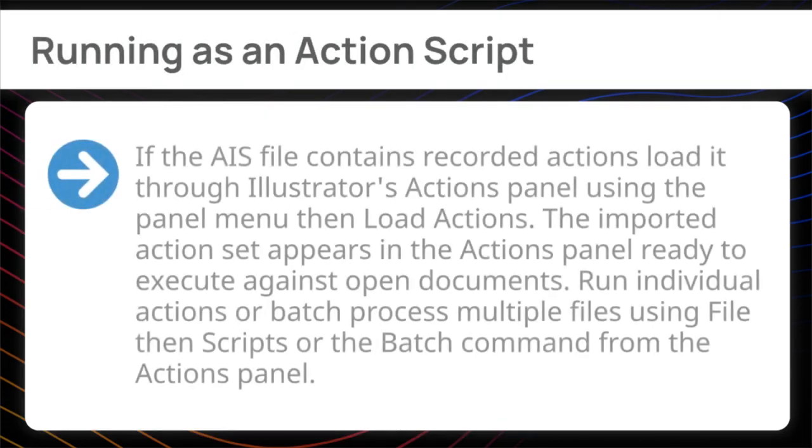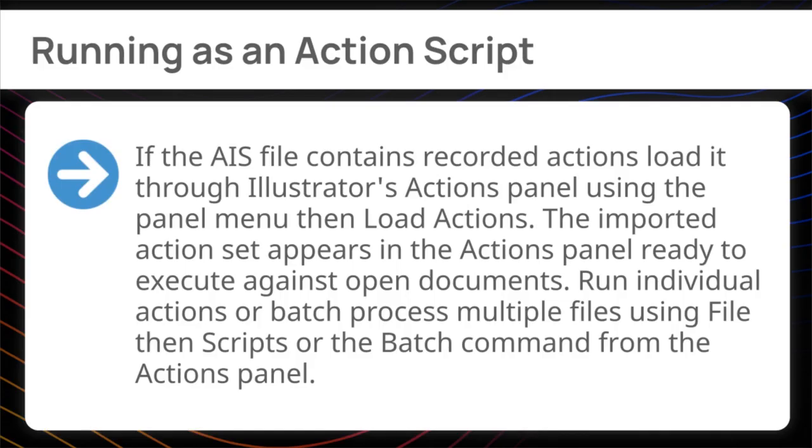Next, running as an action script. If the AIS file contains recorded actions, load it through Illustrator's Actions panel using the panel menu, then Load Actions. The imported action set appears in the Actions panel, ready to execute against open documents. Run individual actions or batch process multiple files using File then Scripts, or the batch command from the Actions panel.